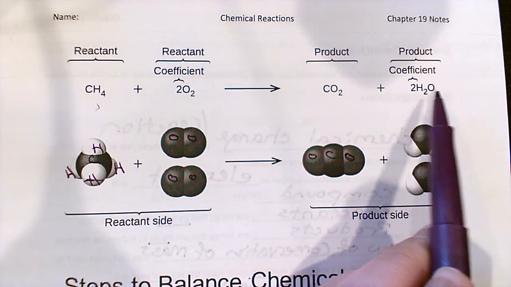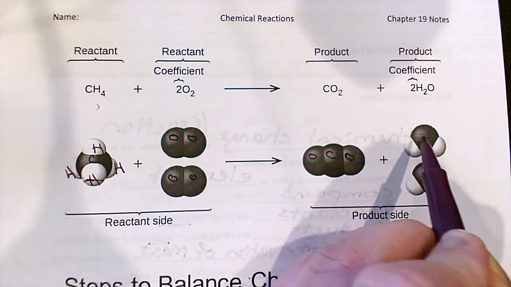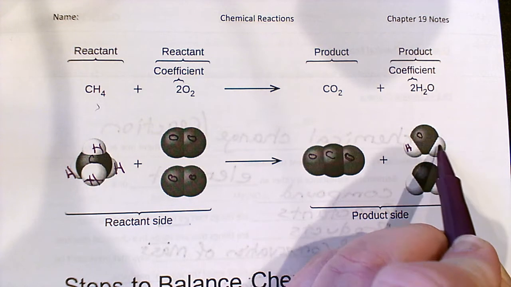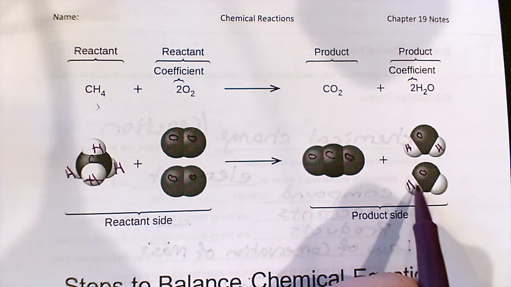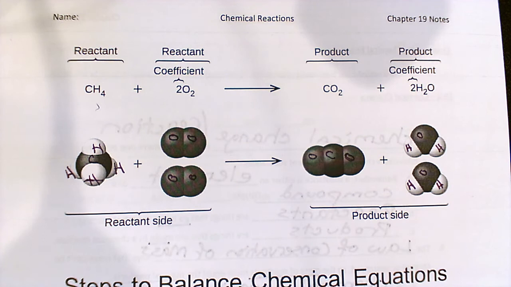And then we have 2 waters. See, there's 2 of them. There's one, there's one. So we have oxygen, hydrogen, hydrogen, oxygen, hydrogen, hydrogen. Okay, so this one is already balanced.